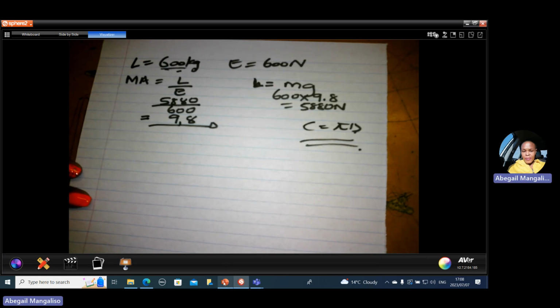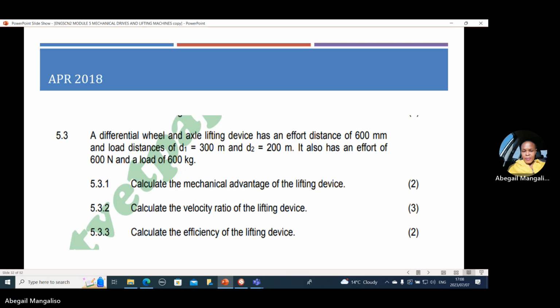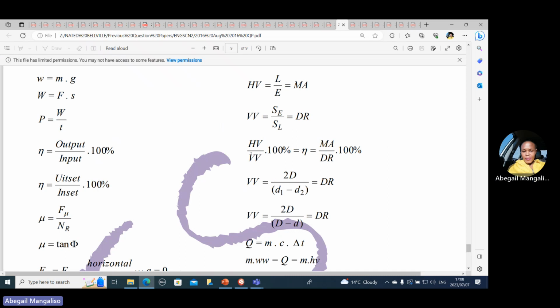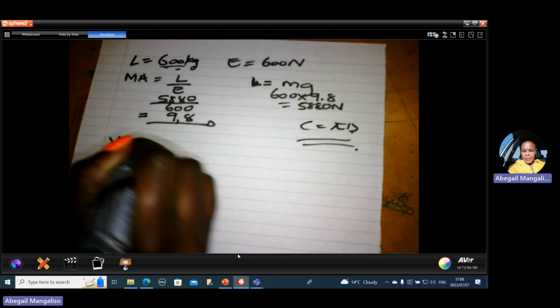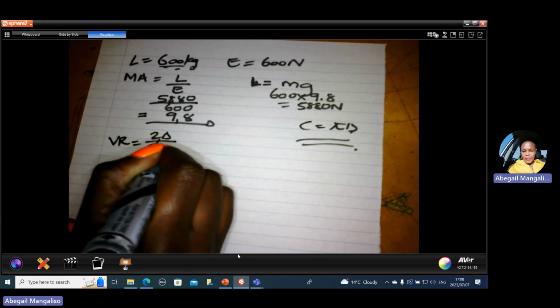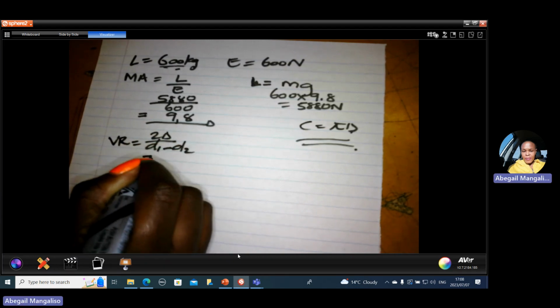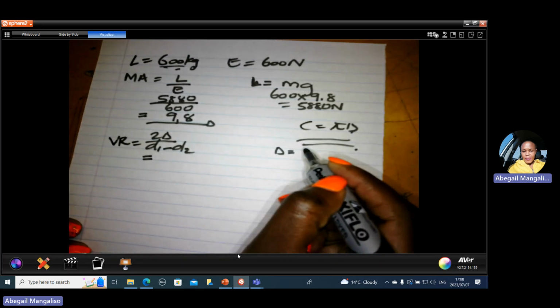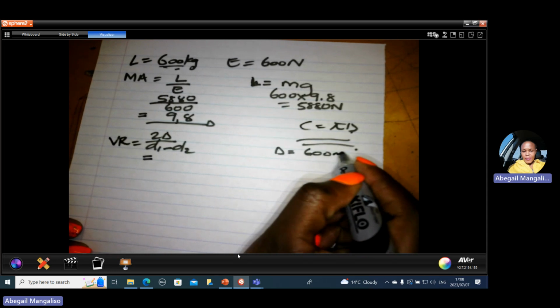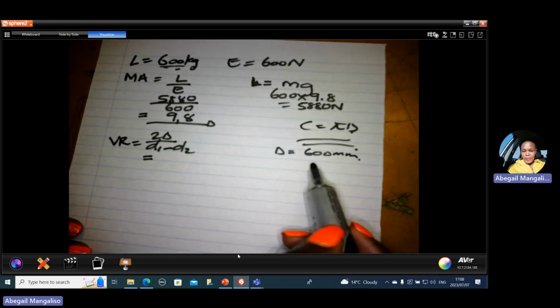So the formula to calculate the velocity ratio of a wheel and axle is this one. Velocity ratio is 2D divided by D1 minus D2. Velocity ratio or displacement ratio is the same thing. So VR is equal to twice the diameter divided by D1 minus D2. This will be equal to, let's change all to meters. So the big diameter is given as 600 millimeters. When you change to meters, you divide by 1,000.